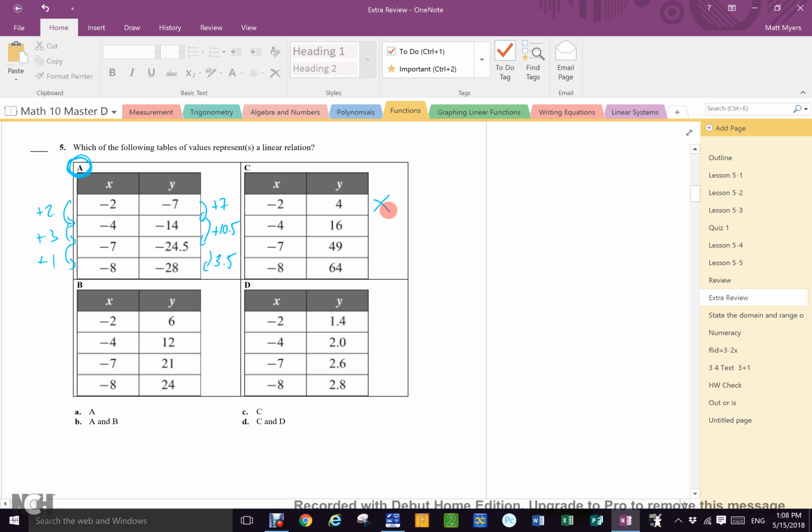This one, obviously not. This one, up by 6, down by 2. Which means if I went down by 1, I would go up by 3. So if I went down by 3, then this would have been up by 9. Was it? Yes. So B is also linear. A and B.